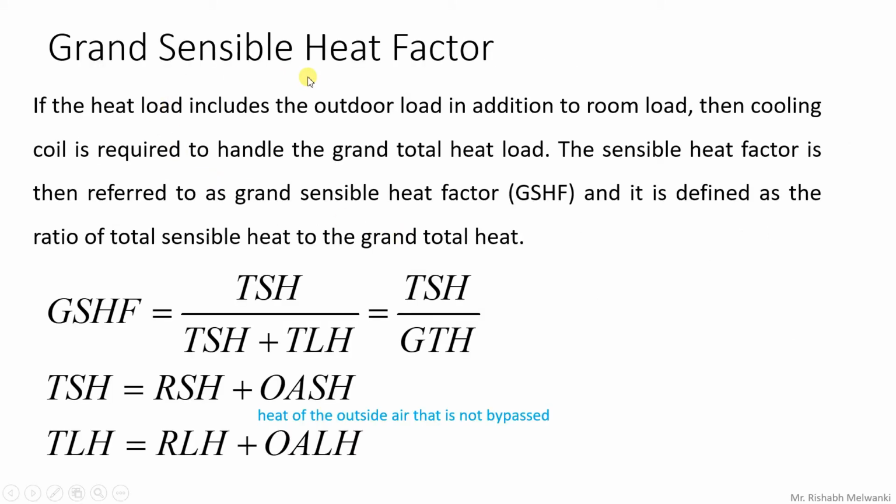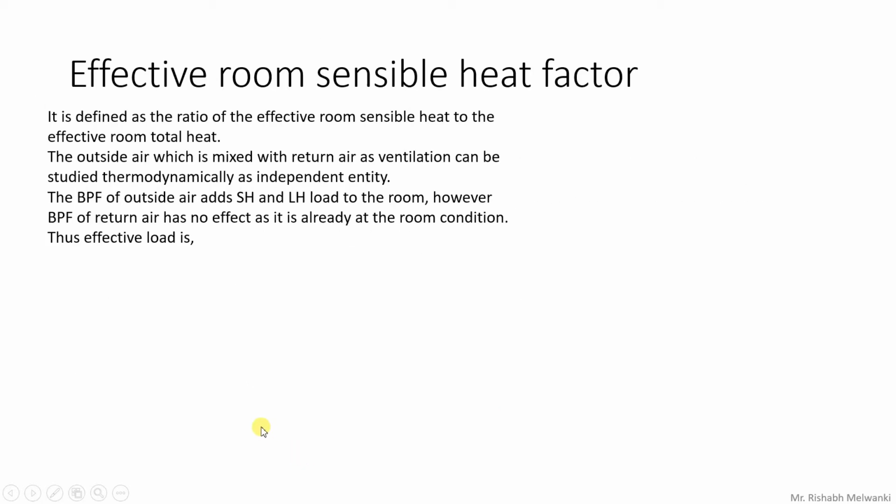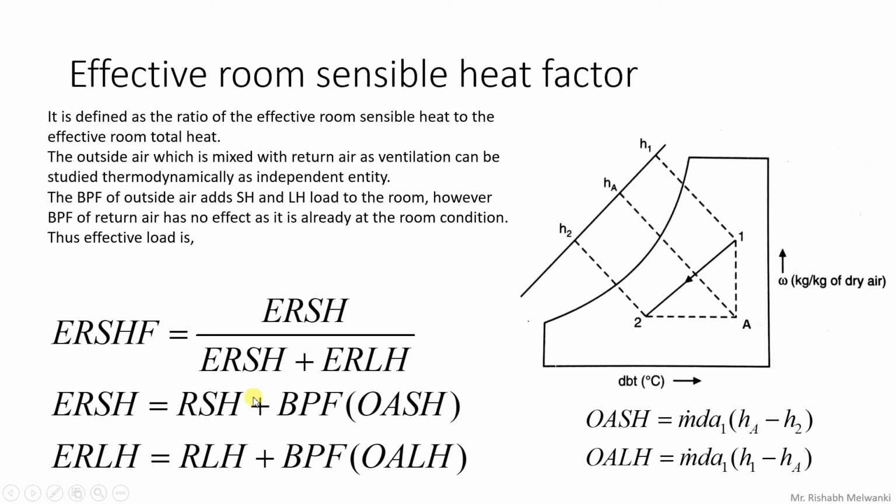Grand sensible heat factor. In grand sensible heat factor, when we write total sensible heat and total latent heat, here we are considering total heat, meaning room sensible heat plus outside air sensible heat. Here we are not considering bypass factor. And in total latent heat, we are considering room latent heat plus outside air latent heat. Okay, whereas effective room sensible heat is related to the room.